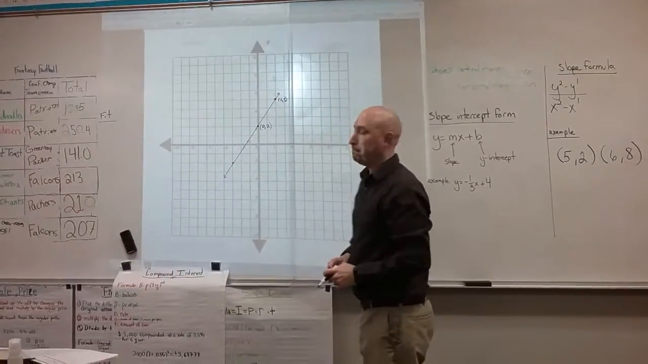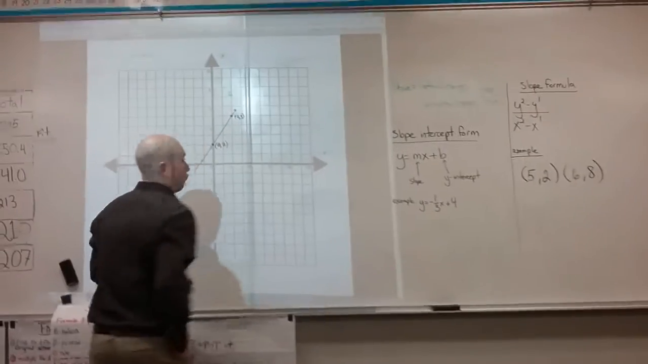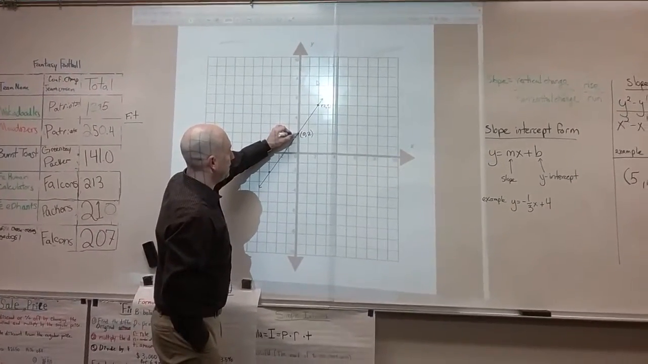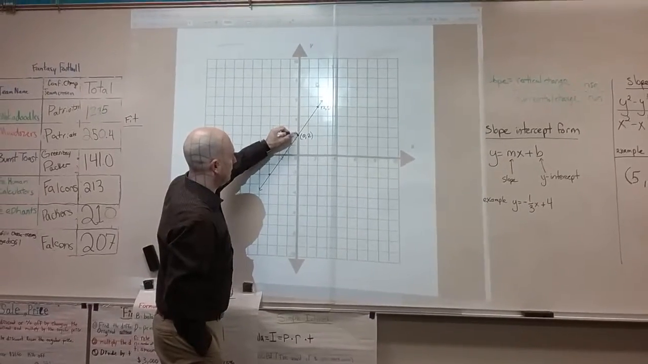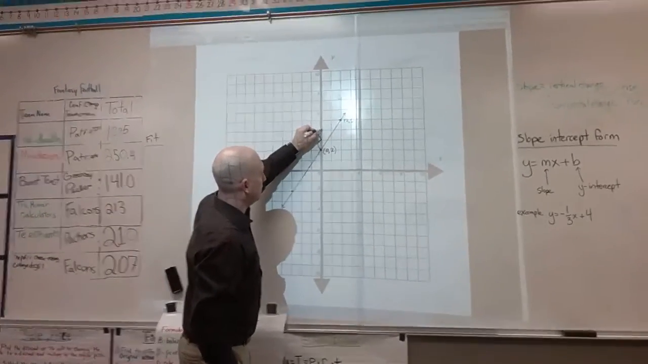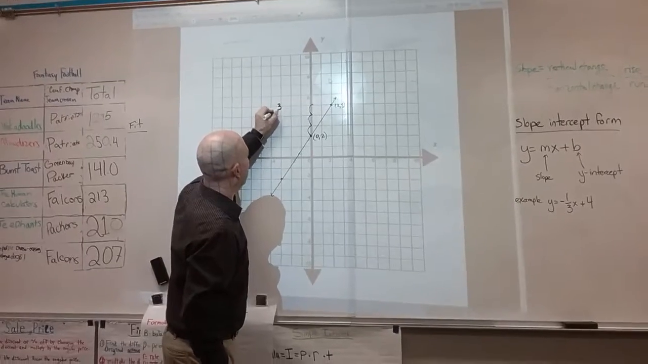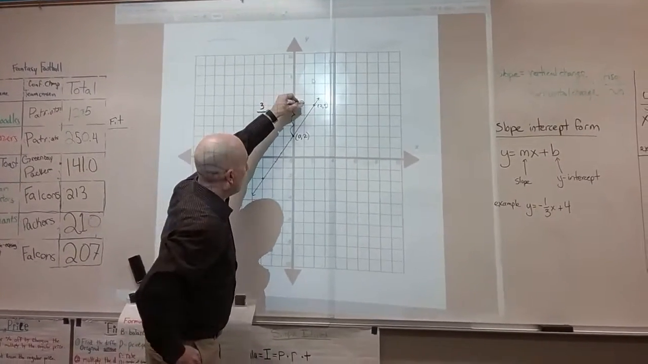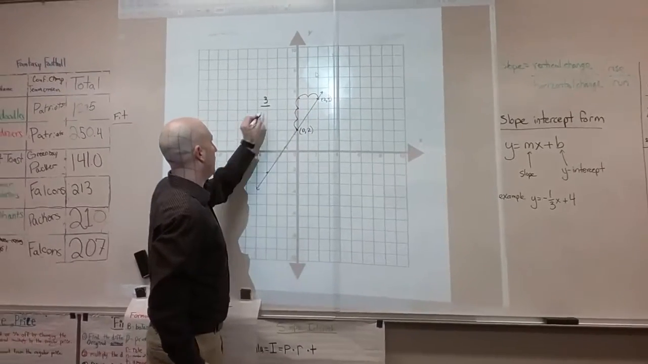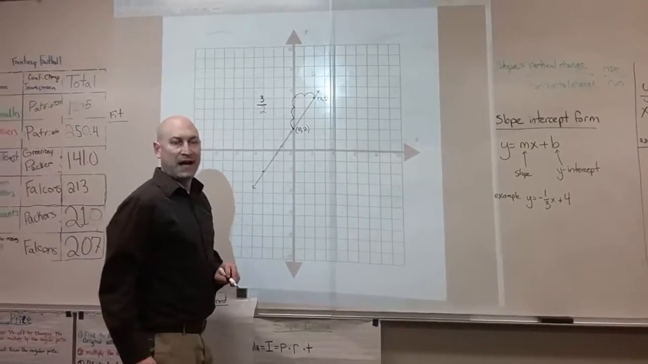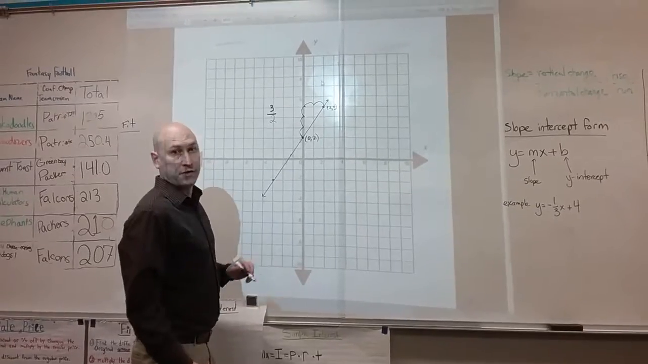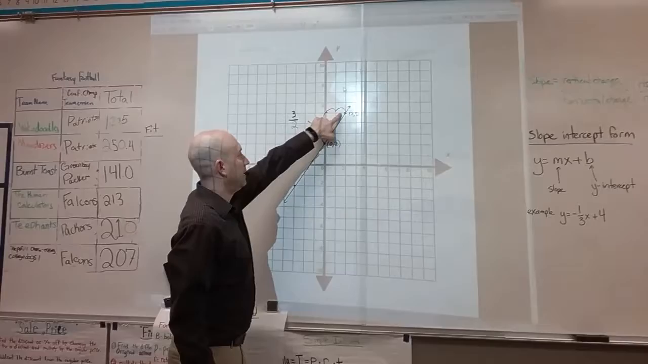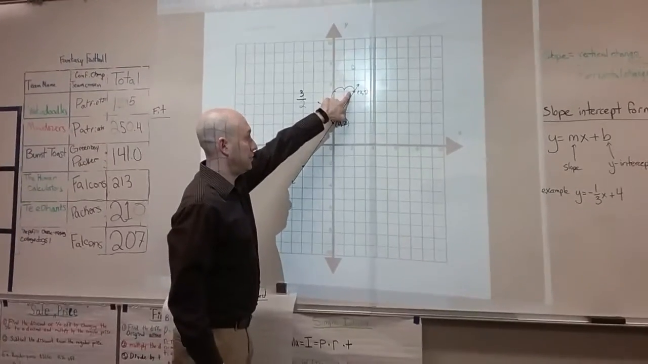Now to figure the slope, I want to rise first. So I want to start at the point and I want to count the number of units that it's going to go up. So in this case, I'm going up 1, 2, 3. I have a rise of 3. And I'm going to go over and run 1, 2 till I hit that point. So my slope of this line is 3 over 2. It is a positive rise 3 and a positive run 2.